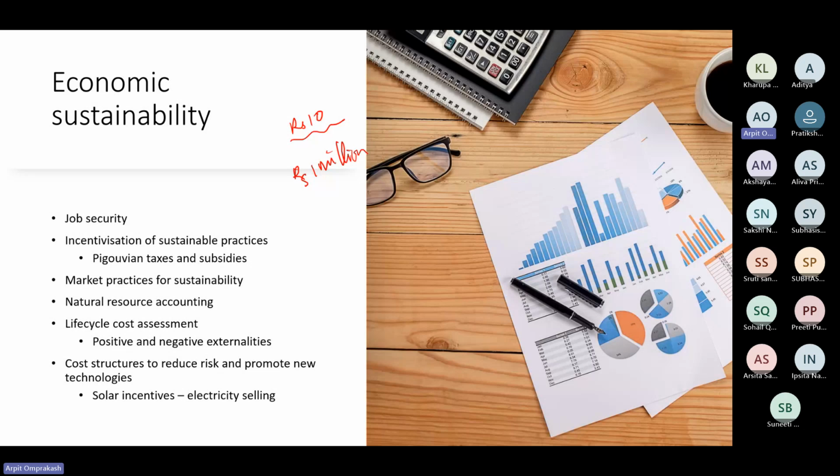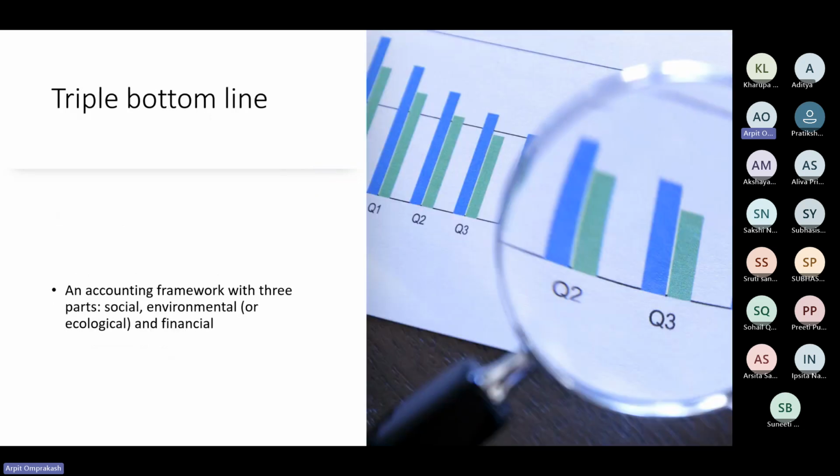So basically, they are saying that even if you have to invest a lot of money to set up a solar panel now, eventually in 5 or 10 years, it will give you back the returns. So there's some cost structure that can reduce the risk of adopting solar panels and promote this technology to more people so that more people adopt it.